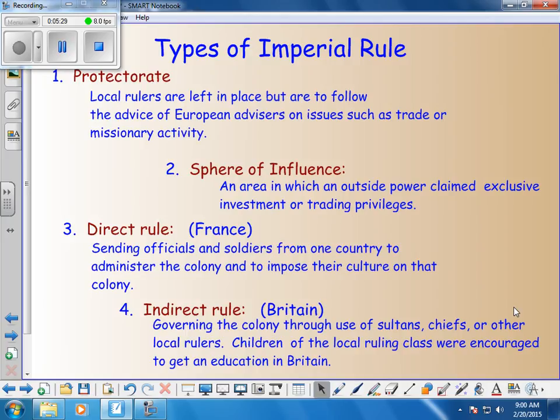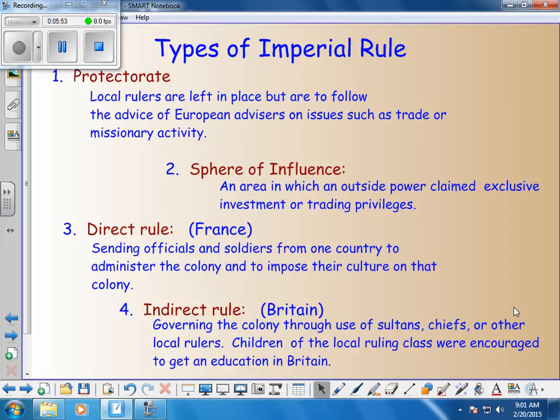Okay, sphere of influence, somewhat similar to a protectorate. It's an area in which an outside power claims exclusive investment or trading privileges. In other words, this area only focuses and trades with whatever country has claimed it. Now, that doesn't mean the government is under the control of the European power. Its only focus for the European power is trade or investment.